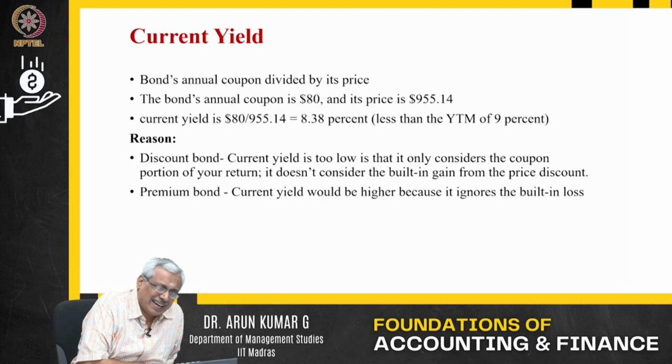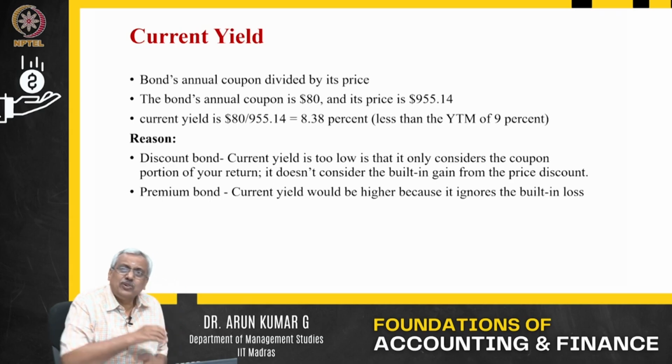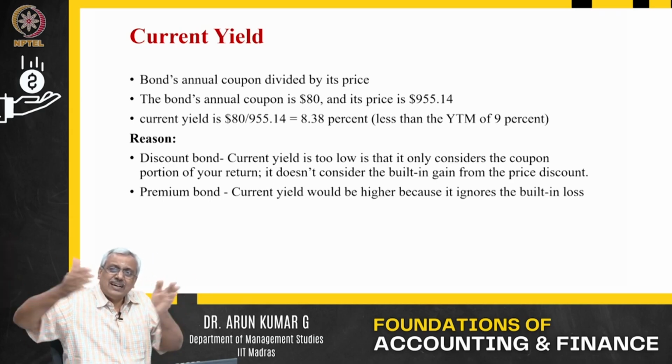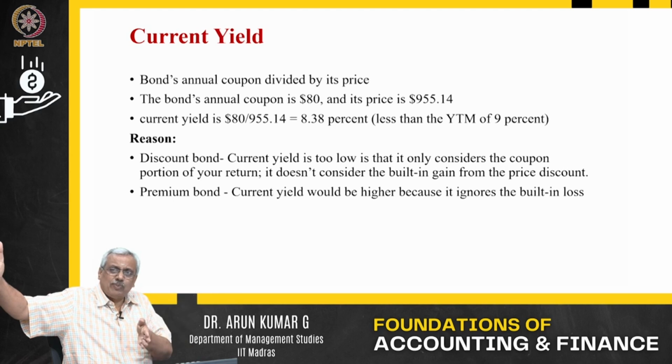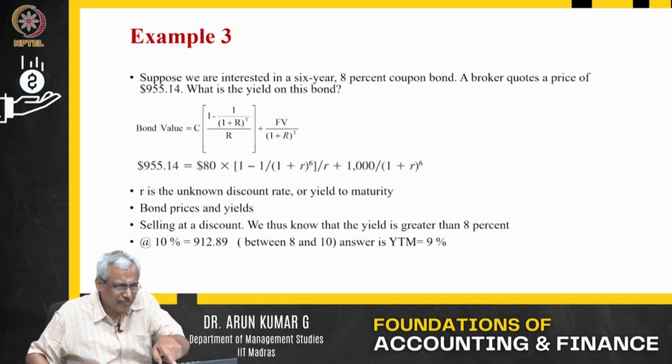So what is the current yield? 80 divided by 955.14. They can say that it's about 8.38, a little less than the YTM. Why is it less than the YTM? In this particular case, when you are talking about YTM, yield to maturity, we are talking about the yield from the date of purchase till the date of maturity. In this particular case, the bond has a life of 6 more years.